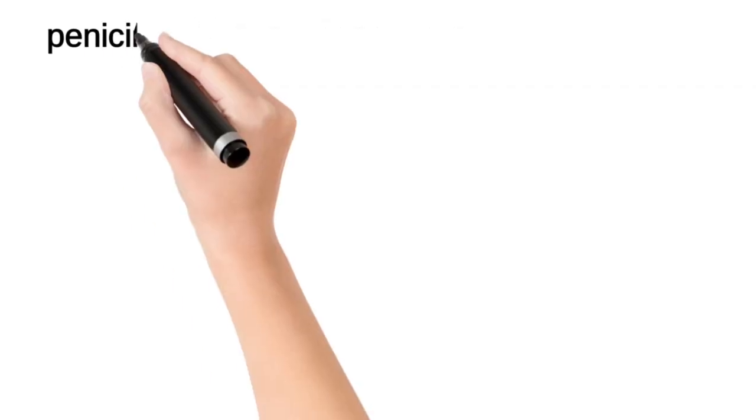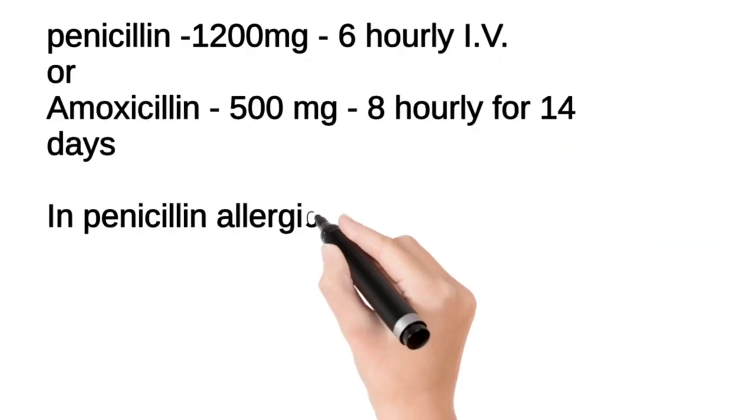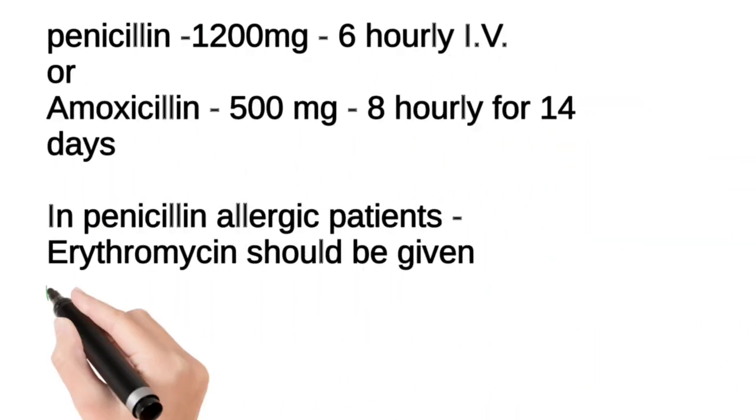Penicillin 1 to 1200 milligrams 6 hourly IV, or amoxicillin 500 milligrams 8 hourly, for 14 days. In penicillin-allergic patients, erythromycin should be given.